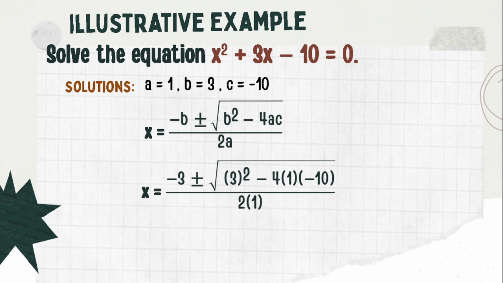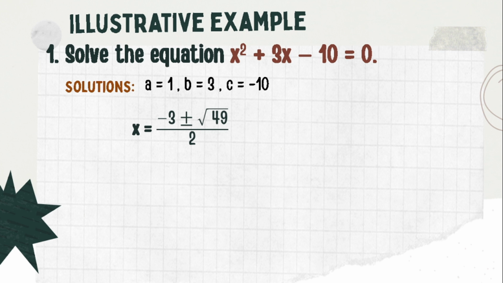Performing the operations inside the radical sign, we will have x is equal to negative 3 plus or minus square root of 9 plus 40 all over 2. Simplifying it further, we have x is equal to negative 3 plus or minus square root of 49 all over 2. Then, get the square root of 49. That gives us x is equal to negative 3 plus or minus 7 all over 2.